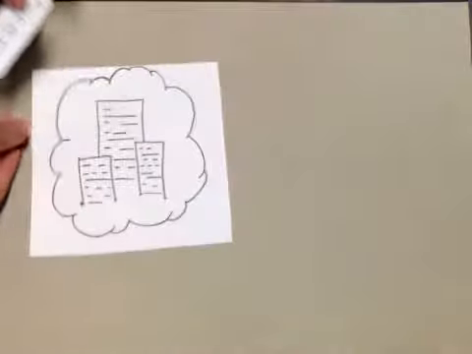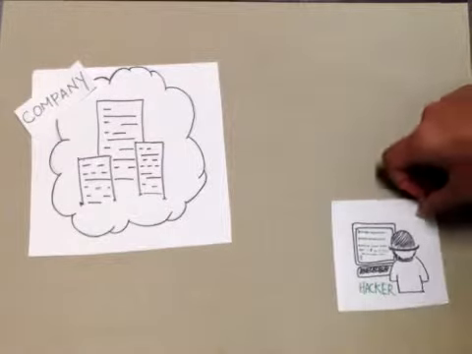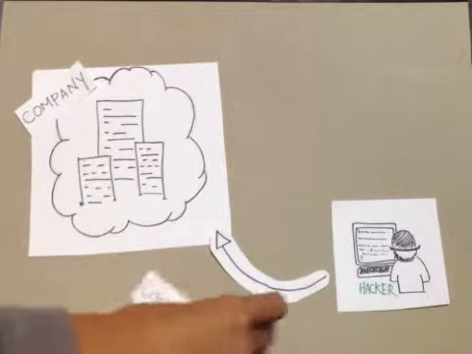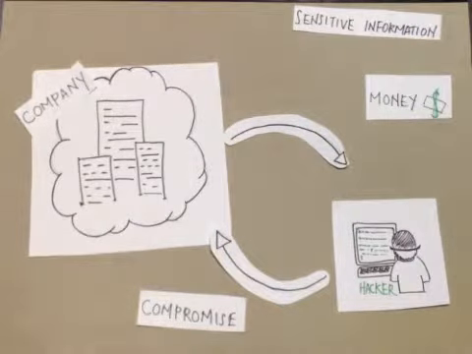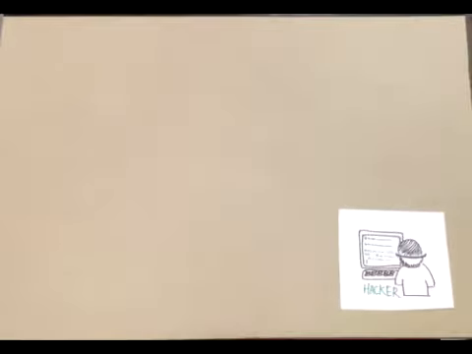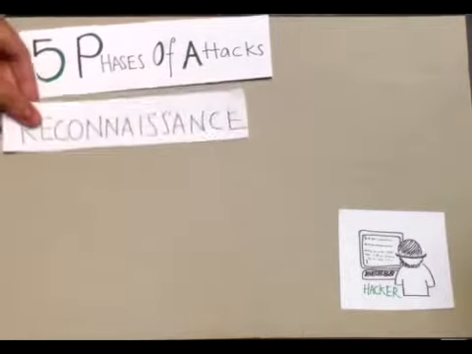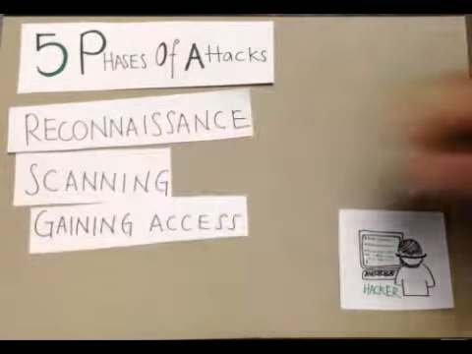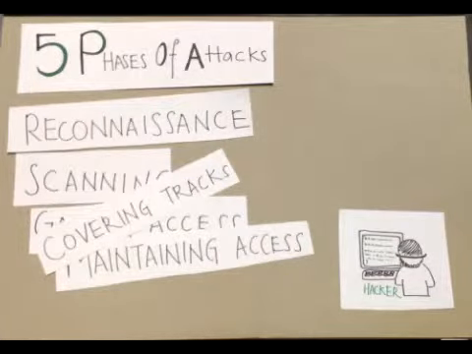Companies have been trying hard to protect their valuable information. However, with certain tools, hackers are still able to compromise the company to gain sensitive information and money out of it. With the help of these 5 phases of attacks: reconnaissance, scanning, gaining access, maintaining access, and covering tracks, this provides a guideline for the hackers to accomplish their goals.